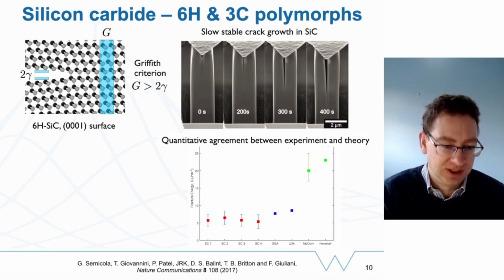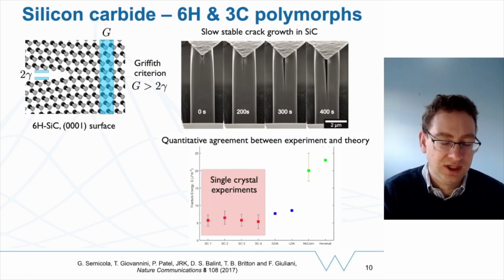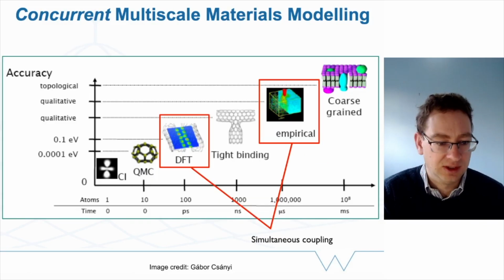So this is a piece of silicon carbide. We did some calculations where we looked at how hard you have to pull for it to break, and then some colleagues at Imperial College in London did experiments and found a really good alignment between the measurement they made of the fracture energy, how hard you have to pull to break it, and then the calculations that we did using this quantum mechanical DFT simulation.